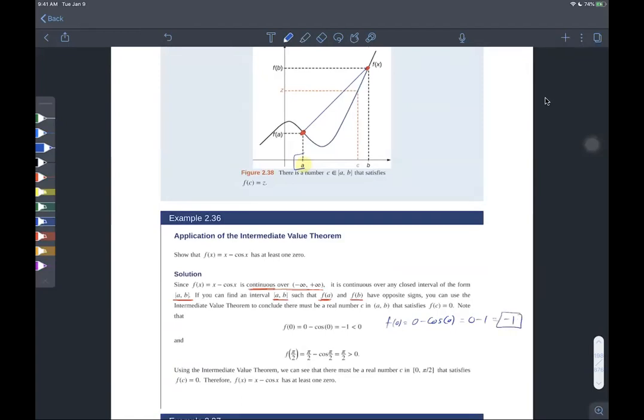Now we just want to find one more x value where the function produces a positive value. So f of pi over 2 is the one that they chose. There are many values that you could choose for this. So pi over 2 minus the cosine of pi over 2. Cosine of pi over 2 is equal to 0. So this is pi over 2, which is a positive number. It is greater than 0, right? So we had negative 1 as one of our output values, which was less than 0, and then pi over 2, which is larger than 0.